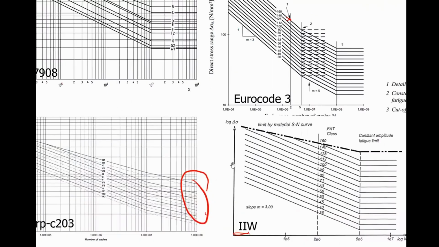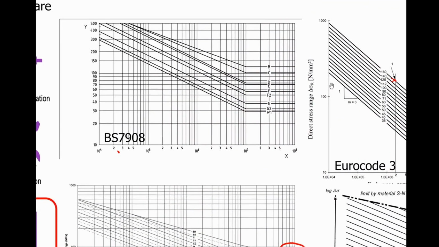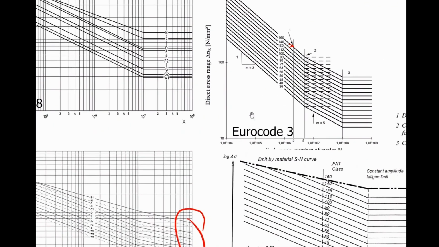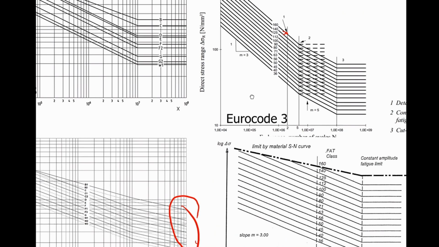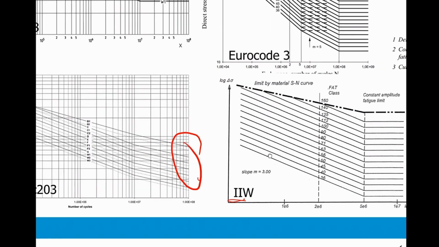Yeah, but you see also between the different standards, they all have some kind of classification. In the Eurocode, these classifications have a number, so that is the stress range, so the delta sigma in Newton per square millimeters or in megapascals. That's the same thing. And you see that in the IIW also the same classification.